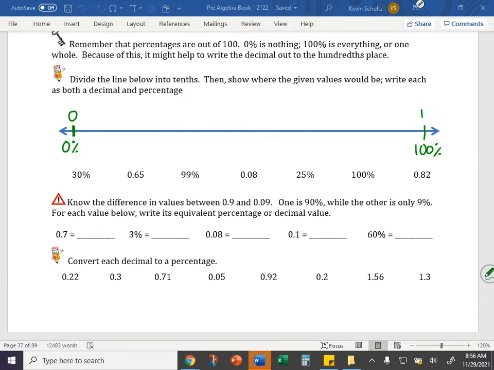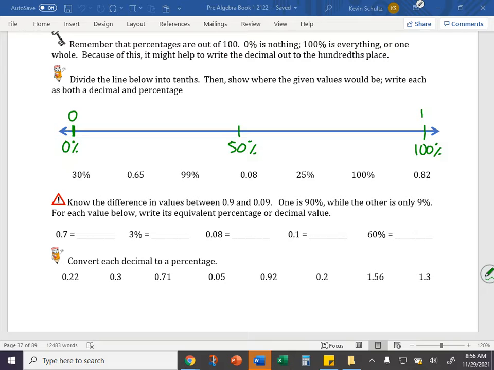There are times when you'll have a percentage greater than 100%. Extra credit on a test is probably the most familiar example. But really, percentages, either it's a 0% chance, something's not going to happen, you've done nothing of it, or you've done all of it, right? One whole, 100%.